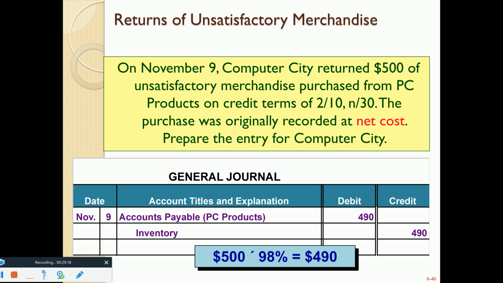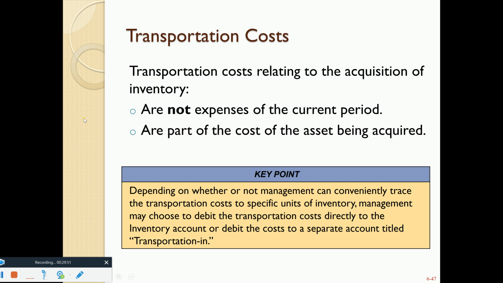All right, well, if we have to return it, we need to reverse the original November 3rd entry. If we recorded the original entry at net cost, the $500 of merchandise that we're going to return, we're going to reverse it at 98%. Remember, we recorded it at 98%, so it's going to be reversed at 98%, which is $490. We no longer owe that payable, so we'll debit it to reduce it, and we no longer have that inventory, so we will reduce it with a credit.